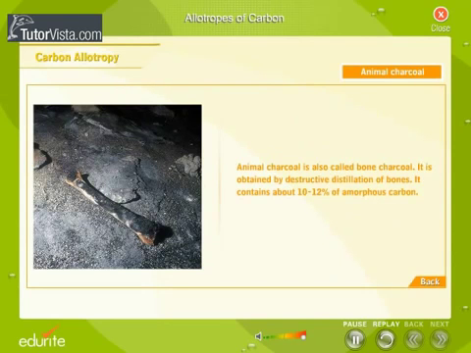Animal charcoal. Animal charcoal is also called bone charcoal. It is obtained by destructive distillation of bones. It contains about 10 to 12% of amorphous carbon.